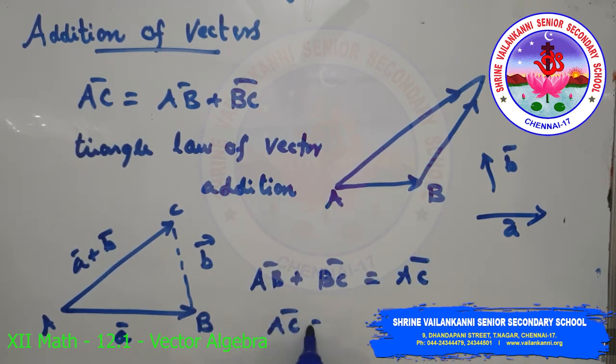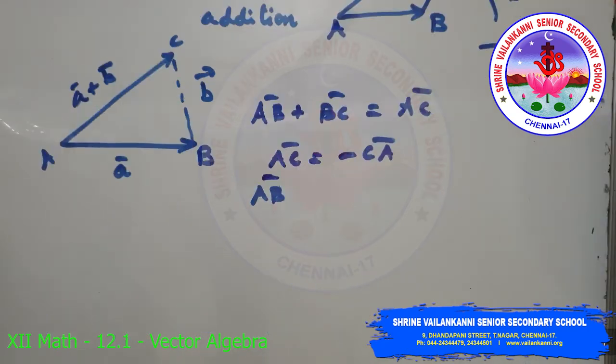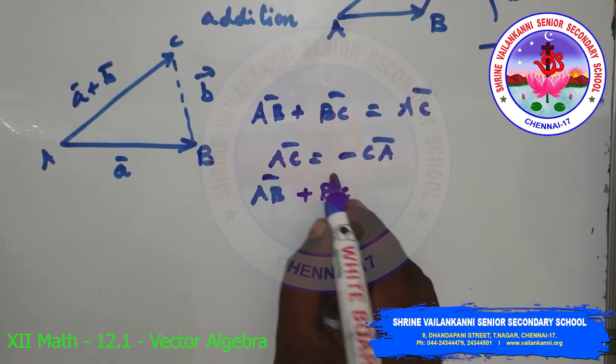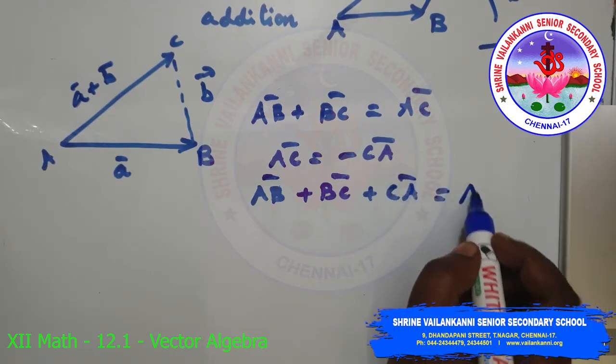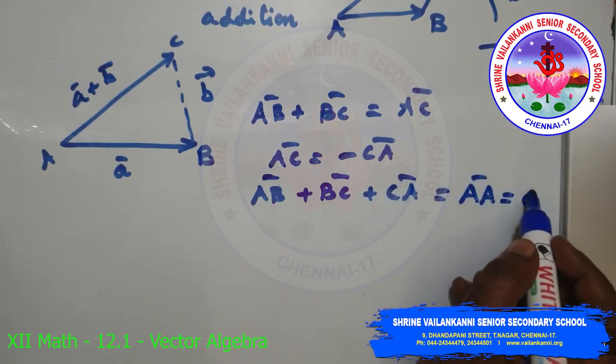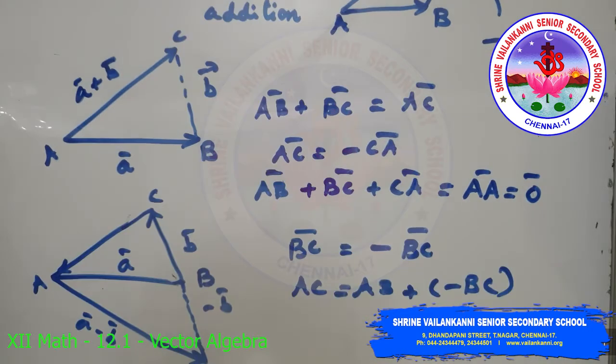Since AC equal to minus CA, we have AB plus BC plus CA, which is equal to AA equal to 0 vector. When the sides of a triangle are taken in order, it leads to a 0 resultant as the initial and terminal points coincide. Construct a vector BC' so that its magnitude is the same as vector BC but in the opposite direction, that is BC' equal to minus BC.